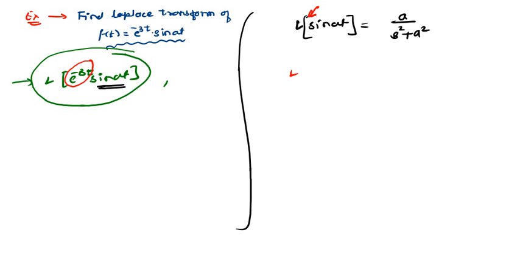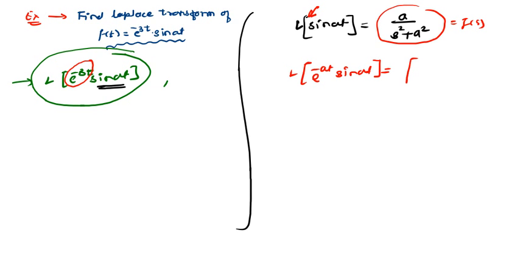So what will happen? This will be e raised to minus 3t into sine at. And what will be changed here? This is our f of s. What is f of s? A upon s square plus a square. In this f of s, what will happen? This is 3, so this s will get replaced by s plus 3.